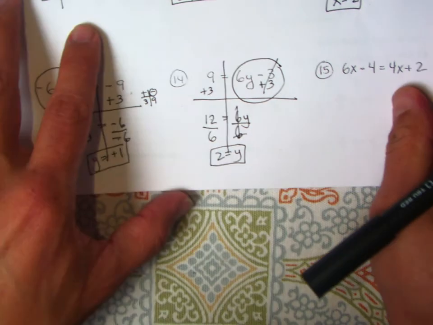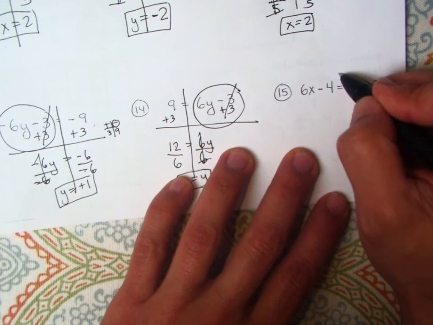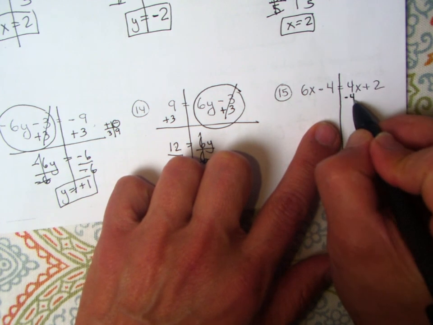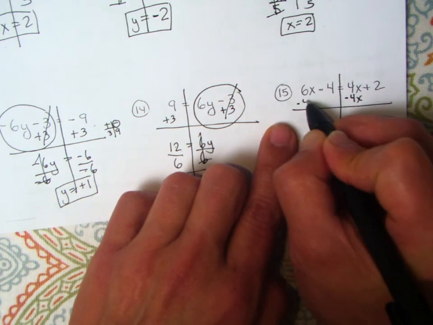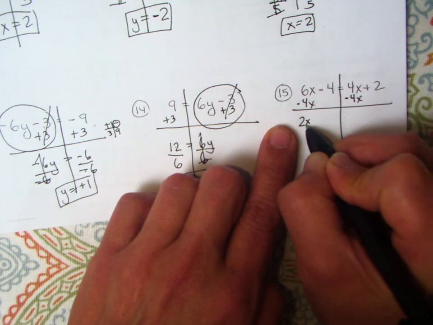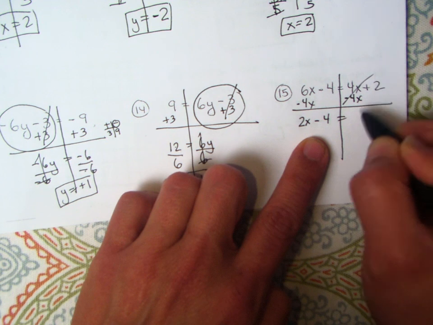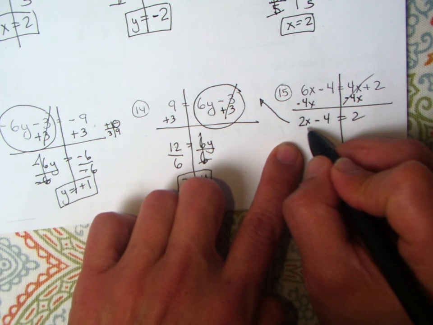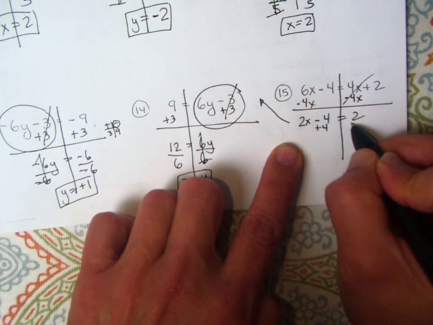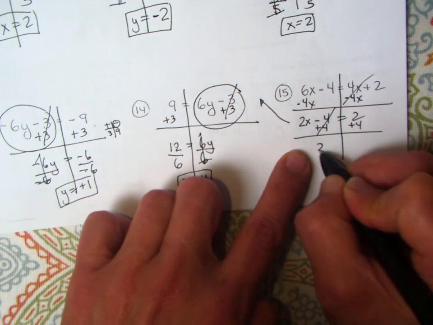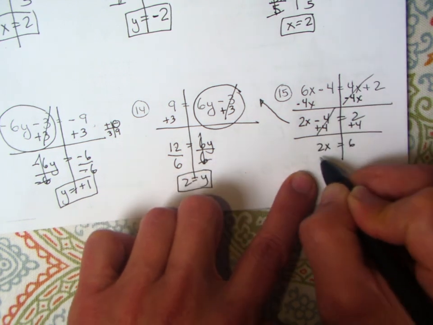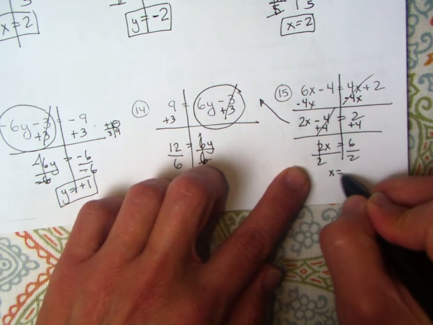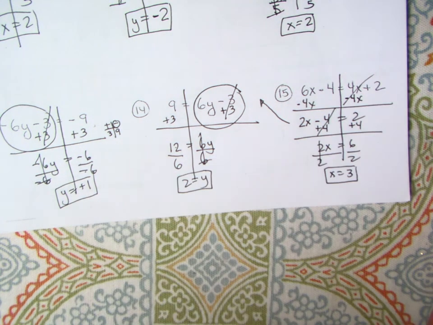Got it? And now we have variables on both sides. So now let's do 0 pairs. Let's eliminate. So I'm going to do the 4x minus 4x minus 4x, which gives me 2x minus 4 equals 2. Now, you're in this position. So now I can't divide by 2. I got to get rid of the negative 4 by adding 4. So 2x equals 6. Now I could divide by 2. And my answer is 3. That's it.